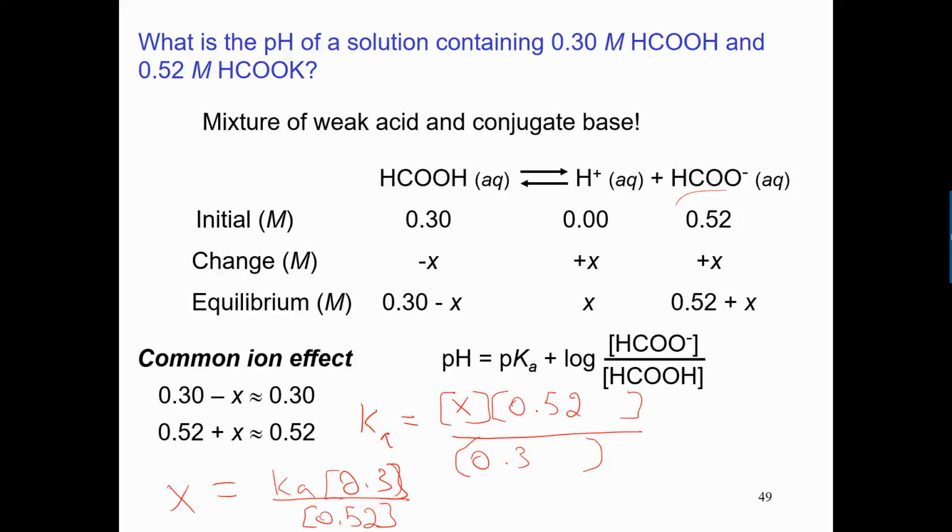But when we make changes to a buffer system, then we want to use a RICE table. Then we'll set up a RICE table to calculate the changes that occur, and then we will use Henderson-Hasselbalch again after we determine the new concentrations of everything. But yes, for that question right there, all you would need is Henderson-Hasselbalch and the concentrations of both the acid and the base in the buffering system, and you could calculate the pH. Very simply.